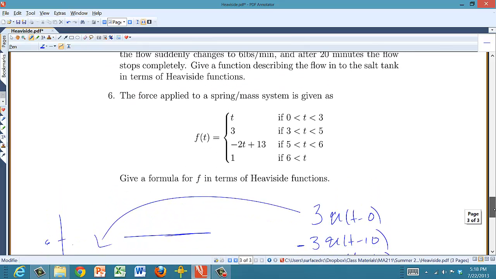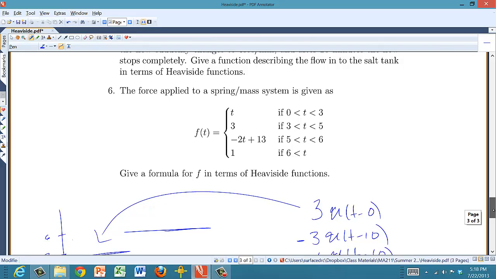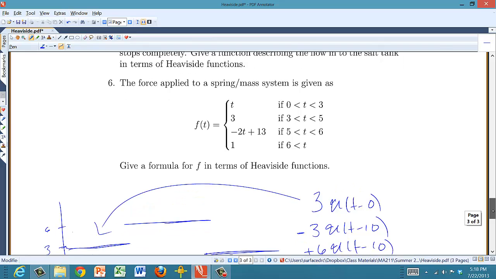Now one more. We have a force applied to a spring mass system, and it's given this way. It's t between 0 and 3, it's 3 between 3 and 5, it's negative 2t plus 13 between 5 and 6, and it's 1 otherwise. So let's not bother drawing a graph this time, let's just write it down in terms of Heaviside functions. Notice that this function, again, is not defined for time less than 0.